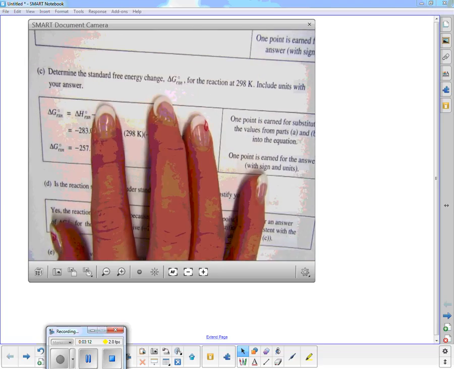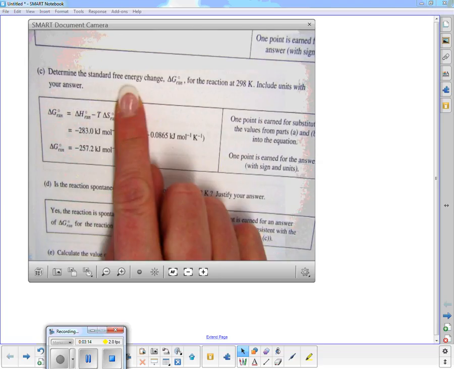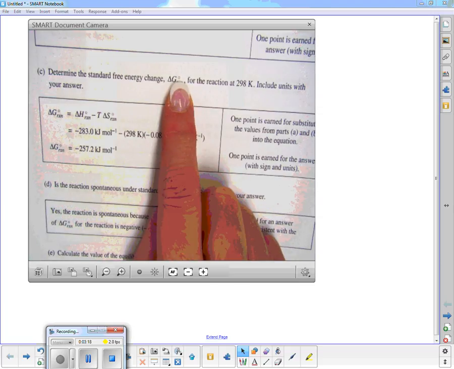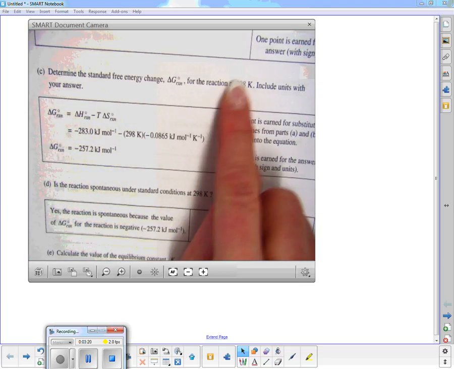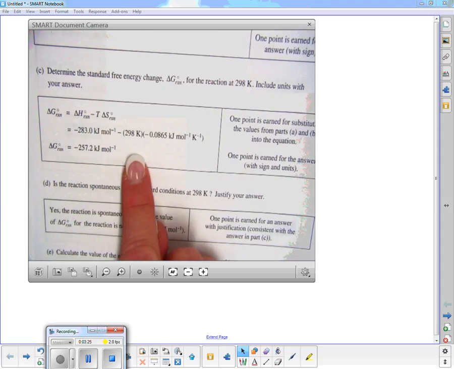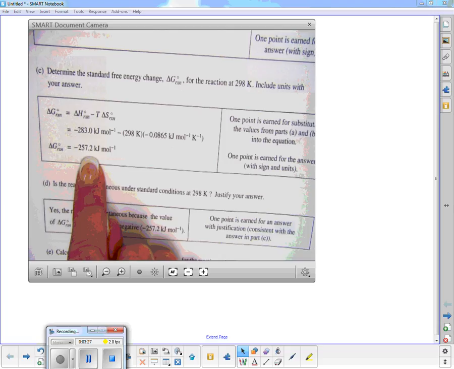On C here now, we have a standard enthalpy change, delta G. So we want to find delta G. We've got delta S and we've got delta H. We've got the temperature, so we just plug it into the equation. It's just a plug and chug. So we plug it through and we get a negative delta G. What does that tell me?